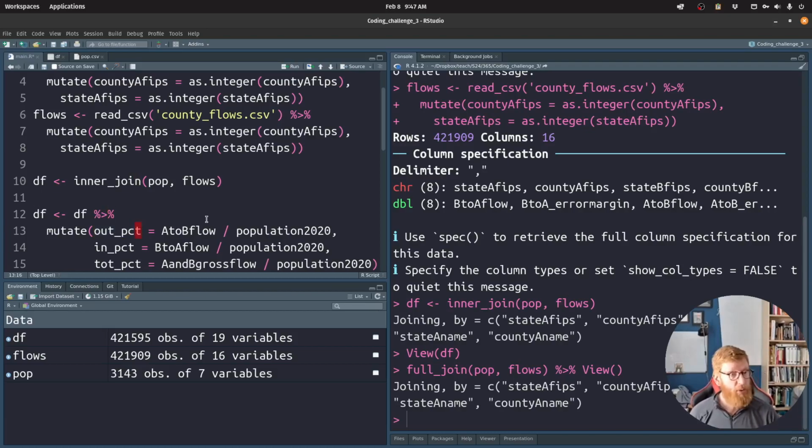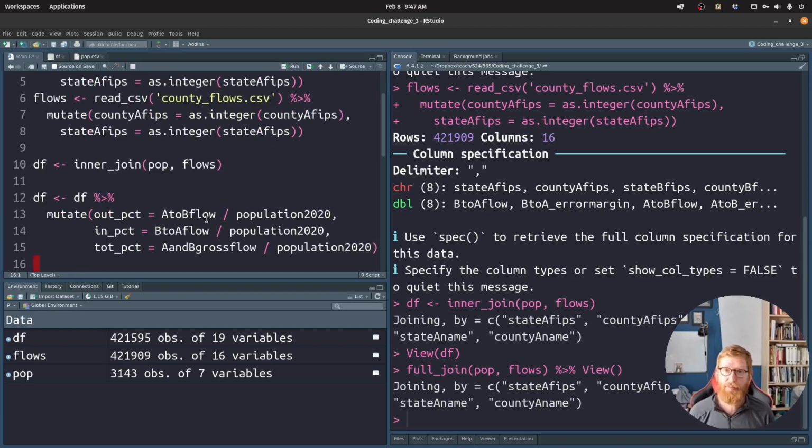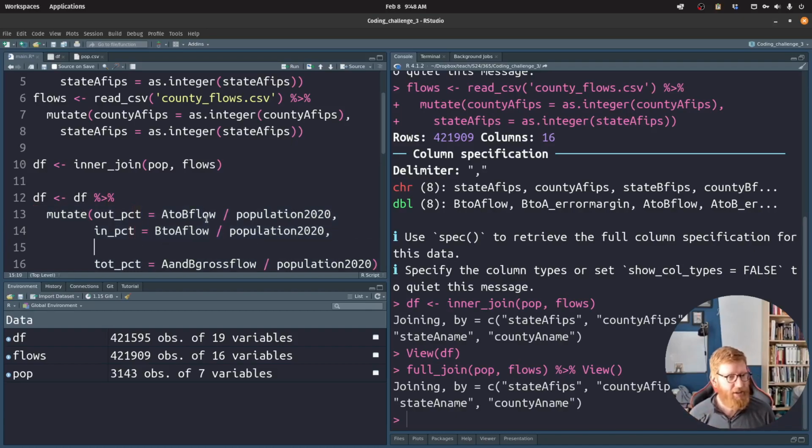So what this is doing is it's taking, for A to B, anyone moving from county A to county B, it's figuring out as a percentage of county A's population how big is that. Ditto for in percentage. Gross flows is just the two combined. You can also look at net percentage. Doesn't really matter which of these four possibilities you look at. I've just done 3, and I'm going to leave it at 3.